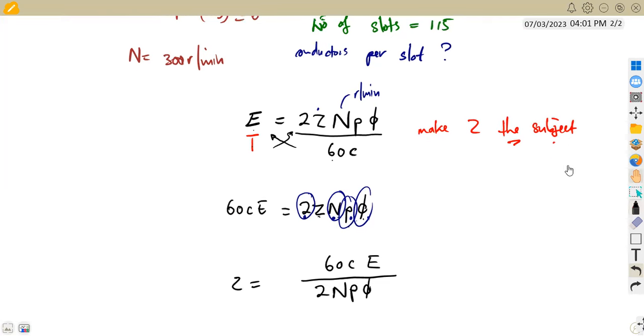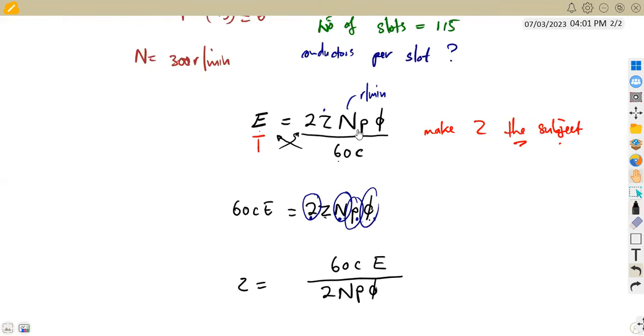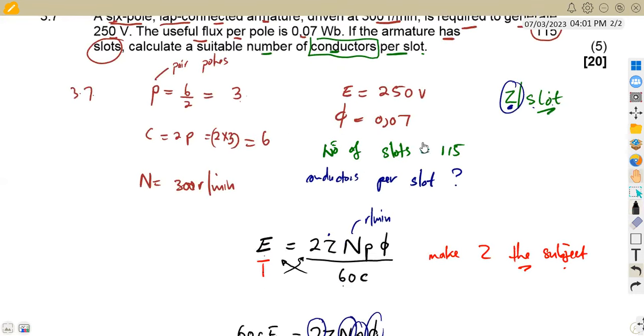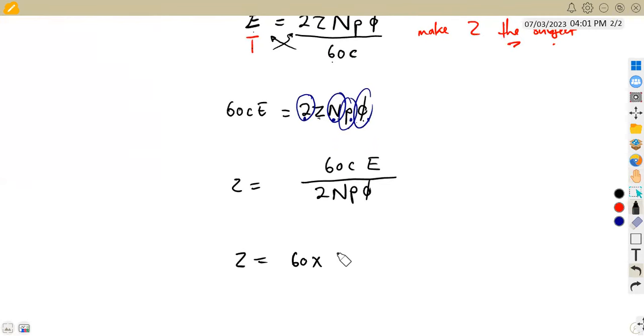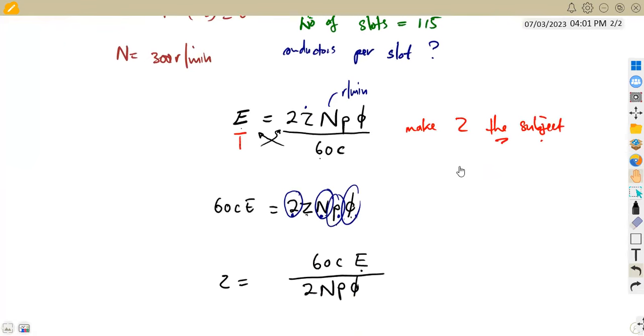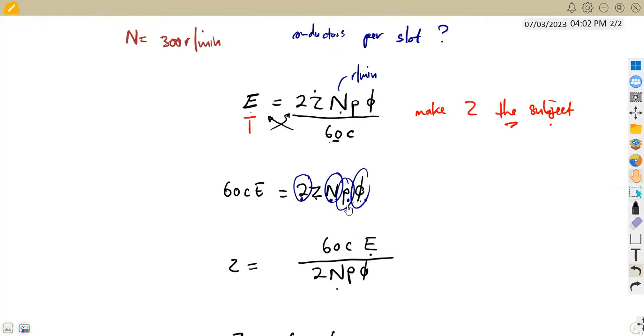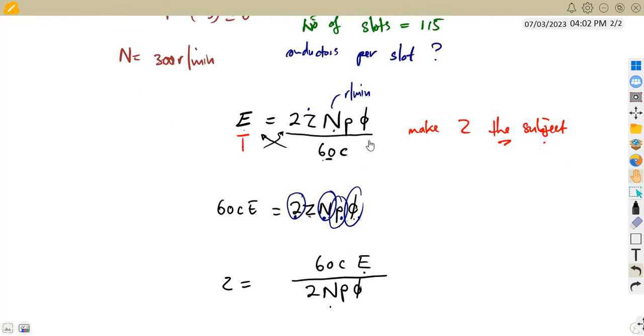So now let us substitute, because we've got these from our information. Our Z is going to be 60 times C, remember I said it's for a lap where C is equal to 2P, and we got our C, which is equal to 6. So C is 6 times the generated EMF. We are given the generated EMF, which is 250 volts. So we multiply by 250 volts, everything over 2 times the speed. Remember, the speed is in revs per minute since we've got this 60 here. So we are going to use our speed N in revs per minute, which is 300.